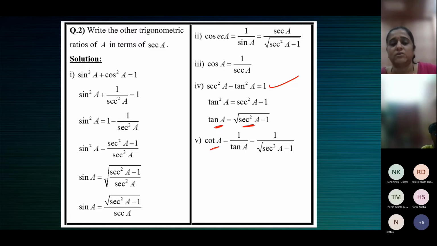Now cot A, 1 by tan A. So the reciprocal of this one. 1 by root of secant square A minus 1. So like this, we have written sin A, cosecant A, cos A, tan A and cot A in terms of secant A.